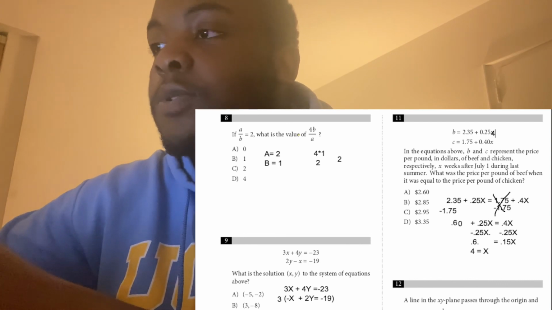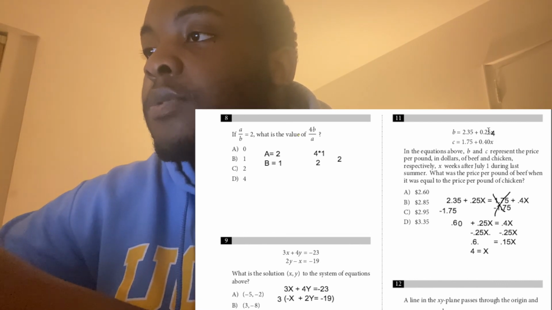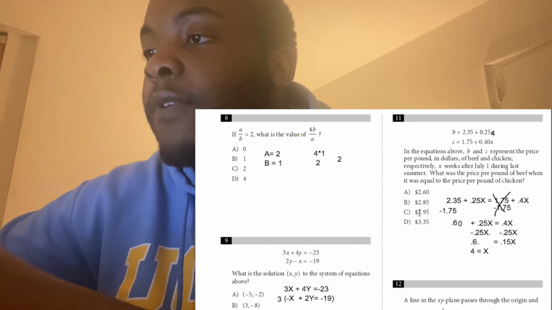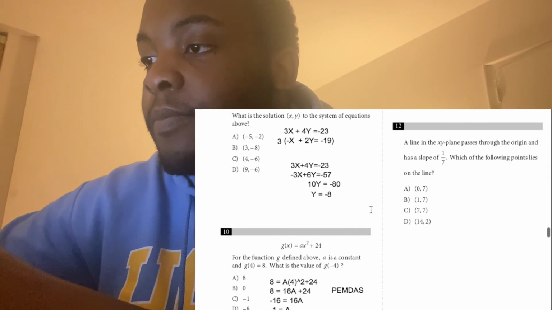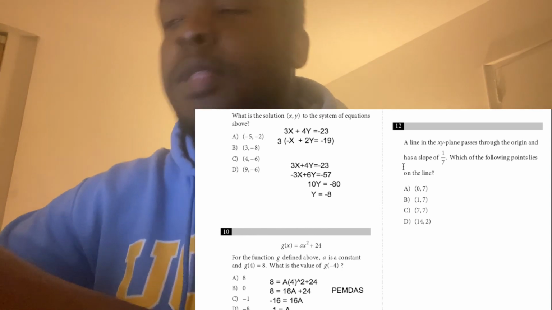So we can substitute 4 for x. 25 cents times 4 is 1, plus 2.35 is going to be 3.35. So D is your answer. All right, let's make this the last one.